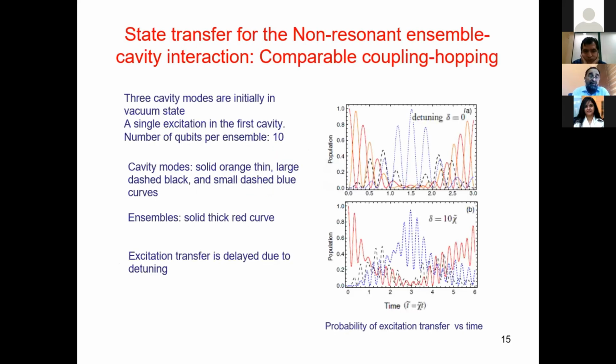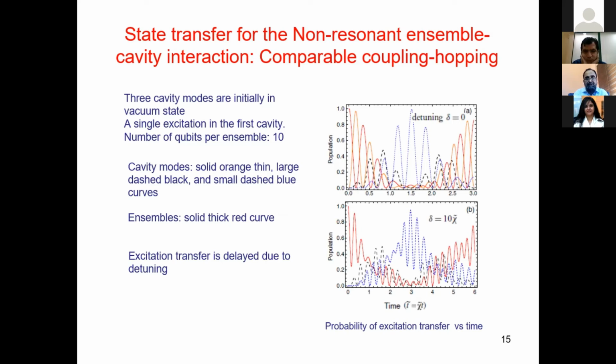Okay, intuitively, without doing any calculation, what will we be expecting? Obviously, we will be expecting that due to detuning, excitation transfer is delayed, right? So here, the first figure shows the case when we have exact resonance. Again, 3 cavities are in the vacuum, and a single excitation in the first cavity. Meaning we have some field in the first cavity, and then second and third are empty in terms of the ensemble.